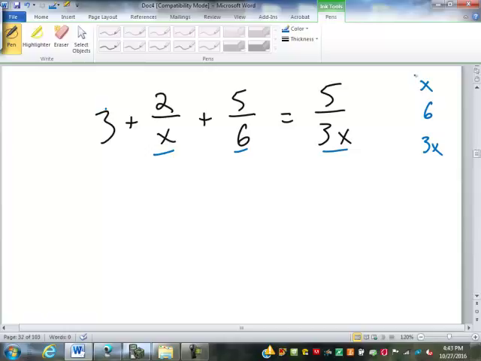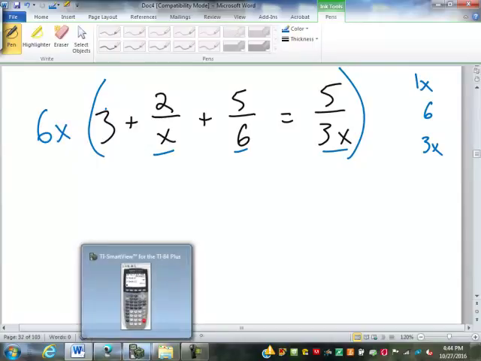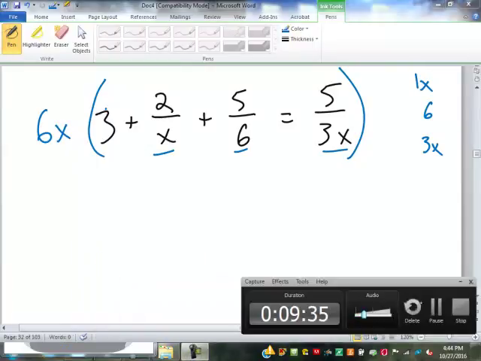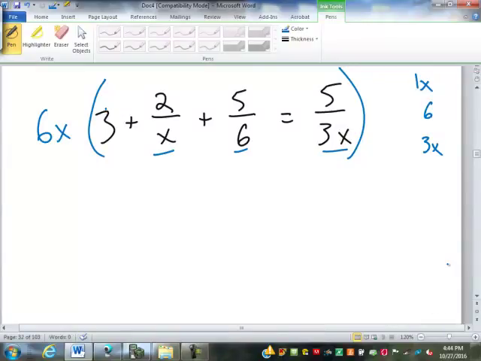So what number, this is technically a 1x here. For 1, 6, and 3, what is the smallest number that they'll all go into? It's one of the numbers, 6. The 12 would work, but they'll all go into 6. So we're going to use 6 for the numbers. For the variables, we use the highest power. What's the highest power of the variable? Well, just x to the 1, or just x. So 6x is our least common multiple here. So we're going to have to multiply this whole thing by 6x.